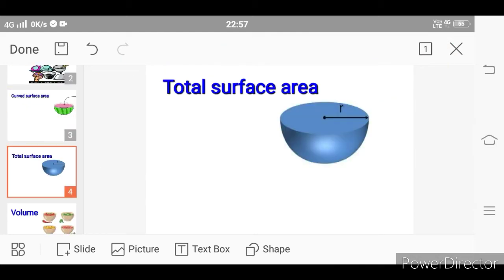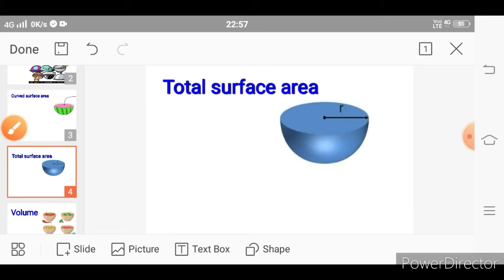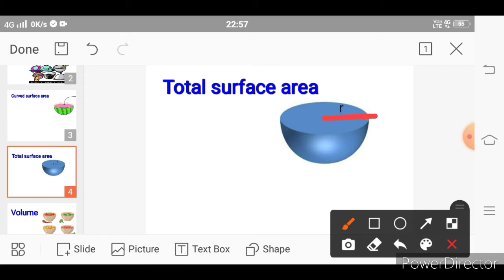Total surface area. Total surface area means this curved surface area and this base area together is called total surface area. This area plus this area. Here radius r. What is the total surface area of this hemisphere?